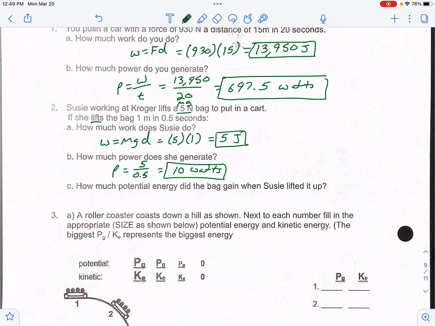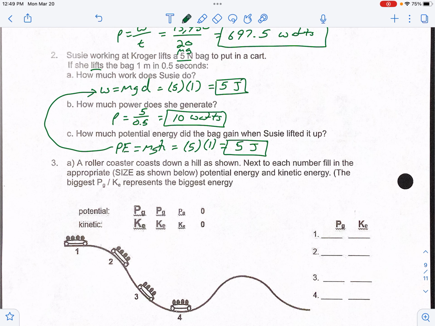How much potential energy did the bag gain when Susie lifted it up? So remember, potential energy equals mass times gravity times height. Well, in this case, if you notice, it pretty much looks the same as work here, which makes sense because we had to perform that work. We had to exert that energy to get it to that potential height, or that potential energy. So mass times gravity is 5 times my height, which is 1 still. So it's just going to be the same answer as part A, so 5 joules.